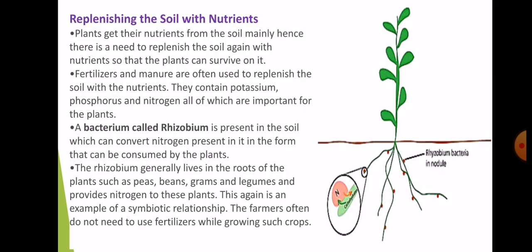So these are the two ways through which we can replenish the soil with nutrients. The first one is providing fertilizers and manure. The second one is that the rhizobium bacteria convert atmospheric nitrogen into nitrates, which are used by the plants to make proteins and fats.